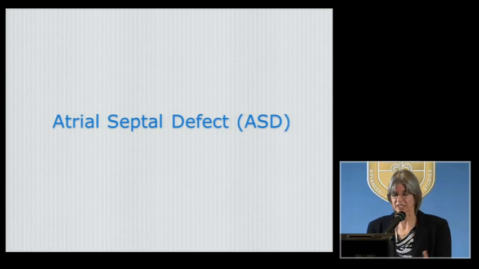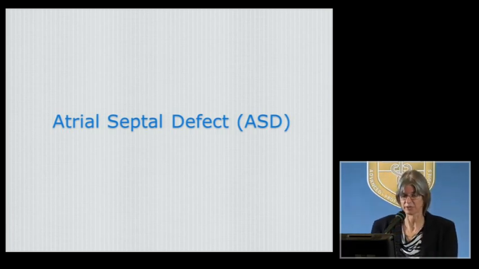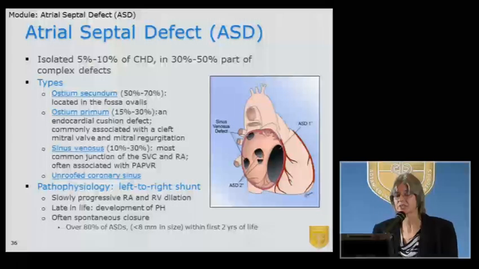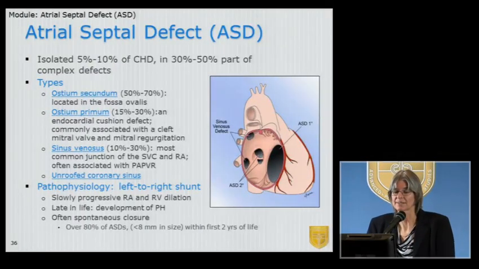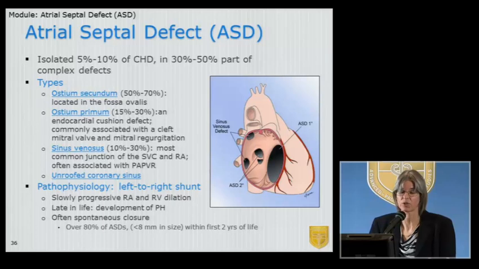Okay. Now let's start looking at specific lesions. We'll start with the atrial septal defect. And what is an atrial septal defect? Well, it's actually isolated, only 5 to 10% of congenital heart disease, but it is often part of complex defects.